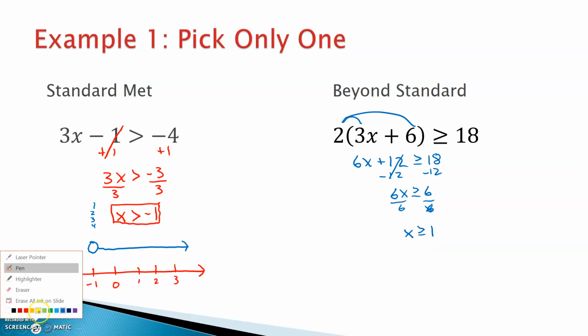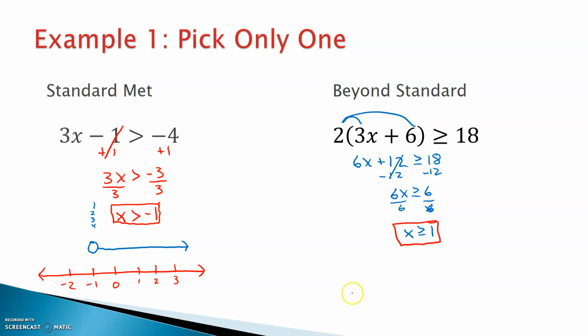All right, let me change the colors here. So again, that's my answer right there, but I want to represent it on a number line. So let's go ahead and put 0, 1, 2, 3, 4, 5. All right, let's go ahead to number 1. Now I can actually equal, so I'm going to put a closed dot. 1 is part of my solution.